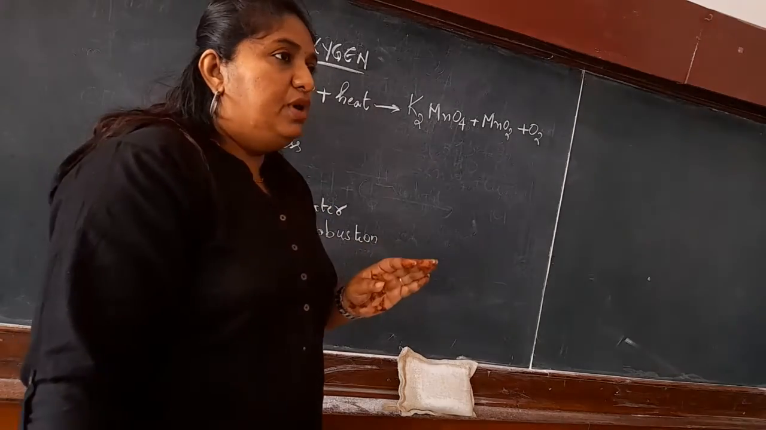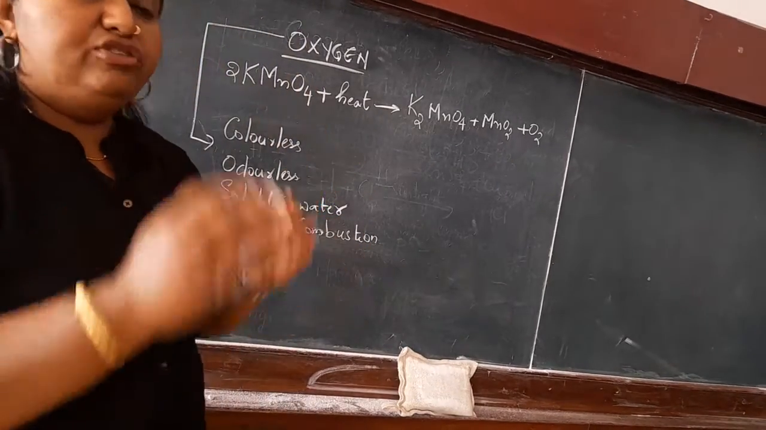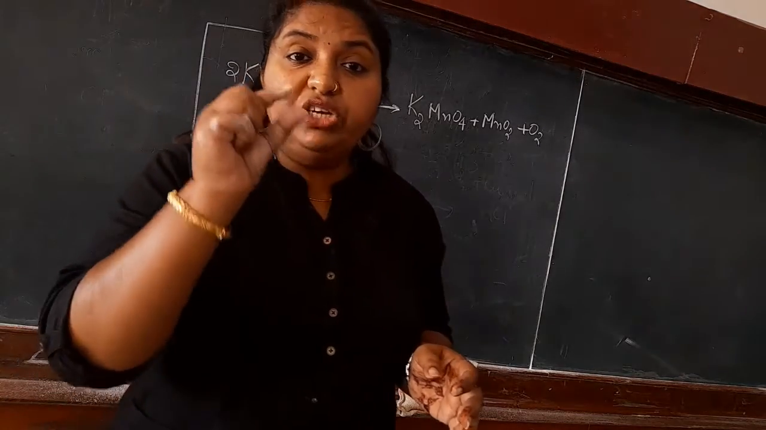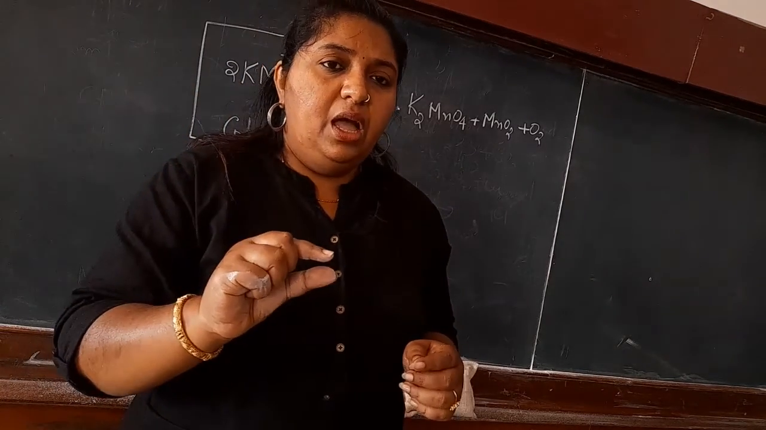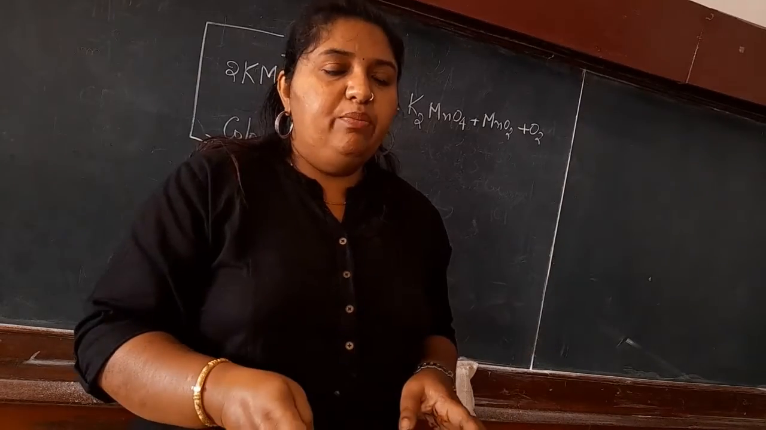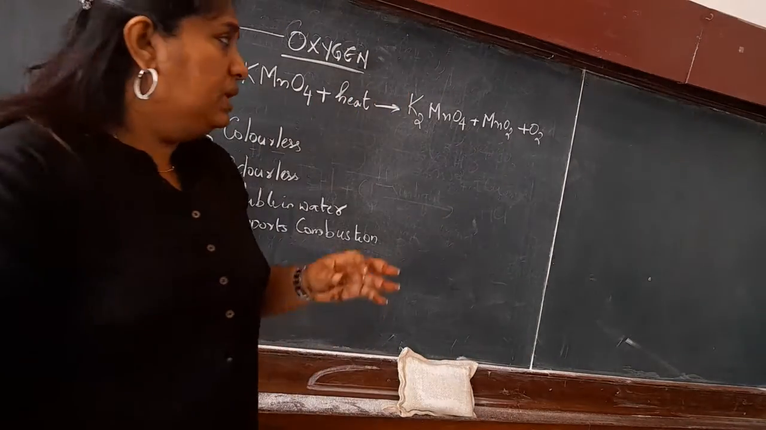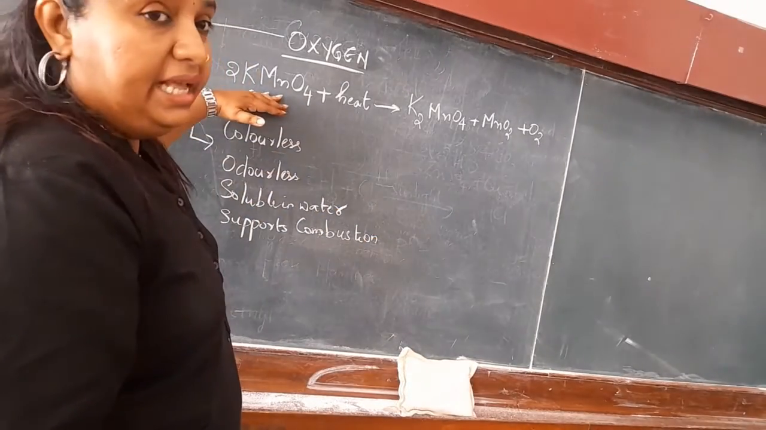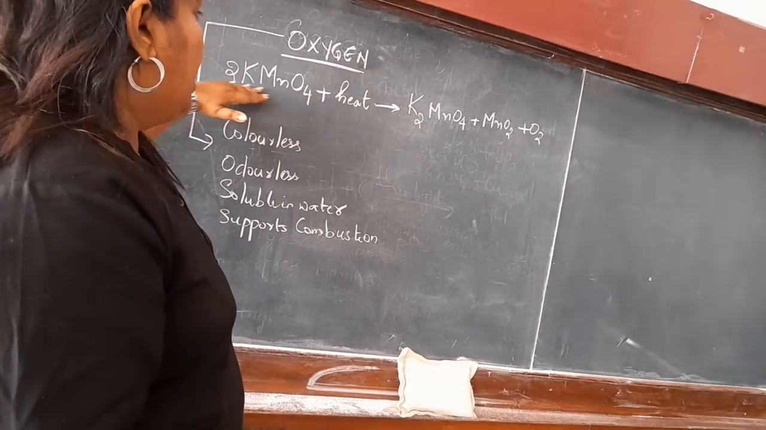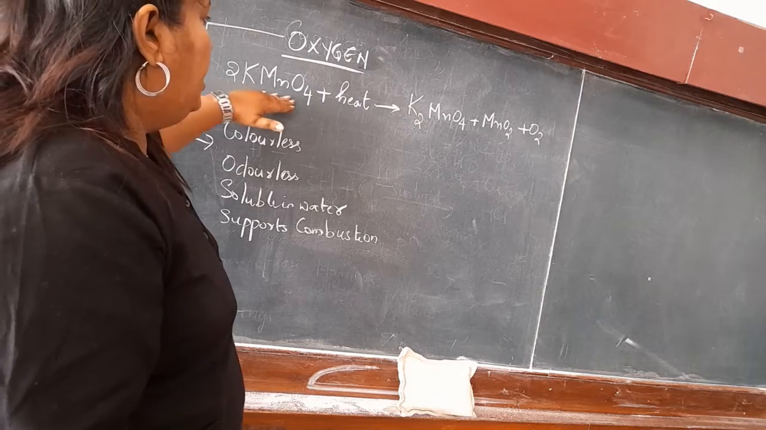Okay. So first what we have to take is a boiling tube, a moisture-free boiling tube. That is, it should be a dry boiling tube. Okay. Then we are adding potassium permanganate. This is a reactant here. Potassium permanganate, KMnO4.